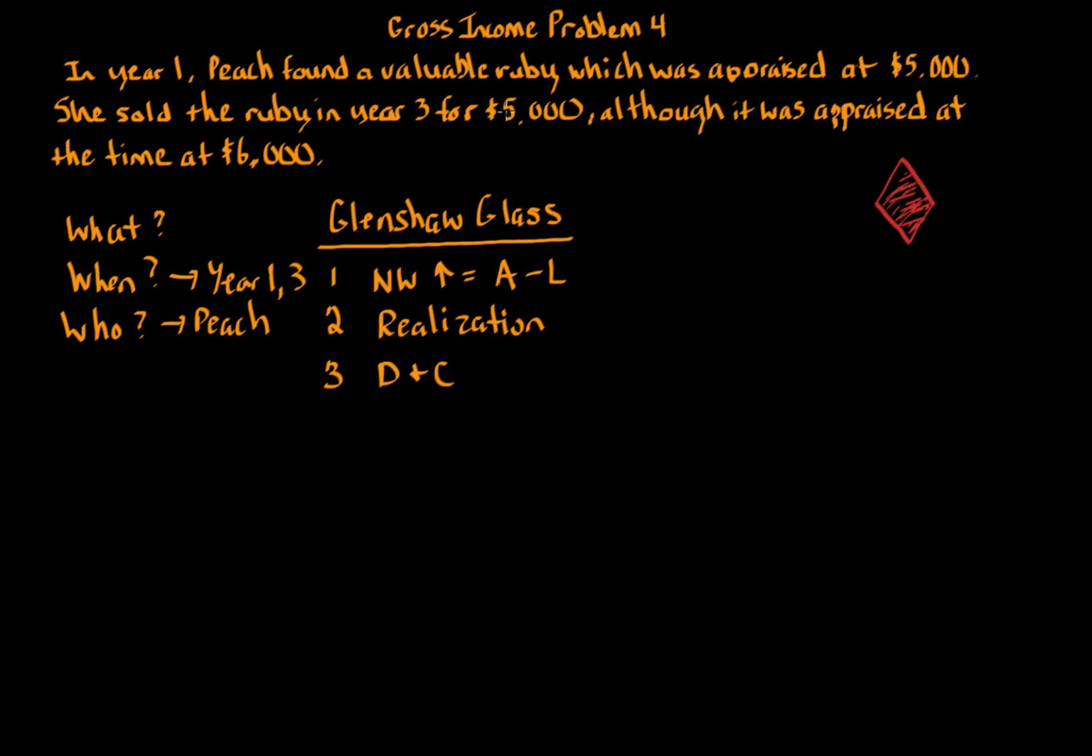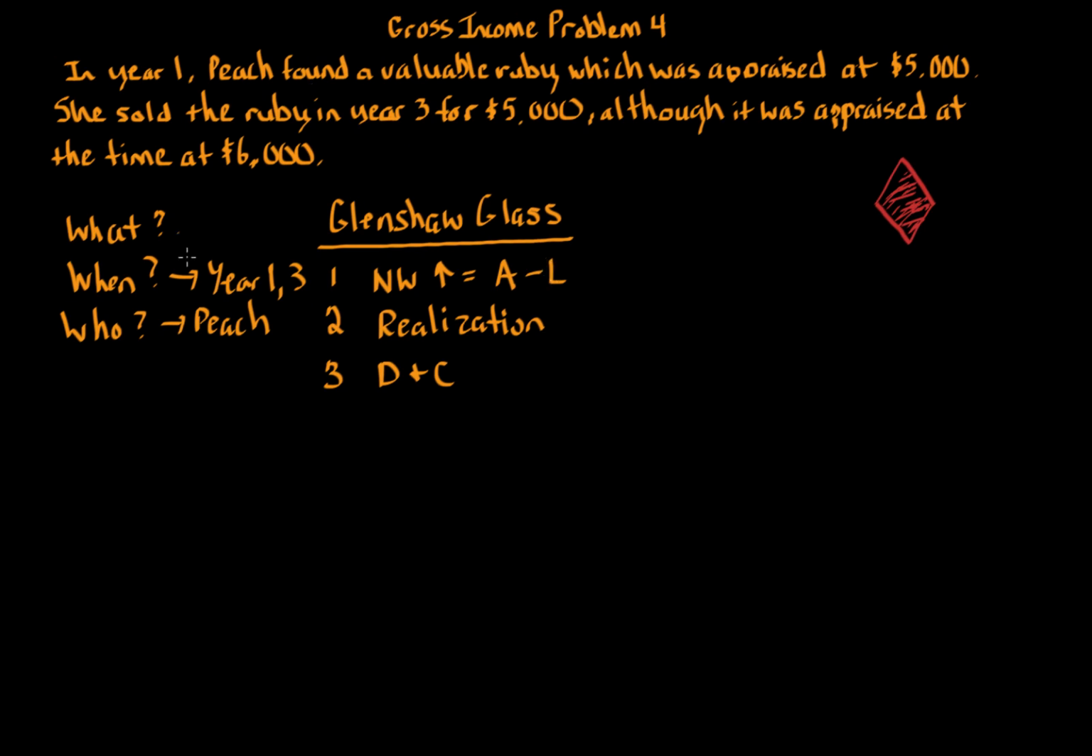And we've seen in previous videos, previous problems, that let's say between year 1 and year 3, in year 2, the value goes up to $5,500. In between, you don't have to worry about the appraisal amount because for realization, there is no severable event. She still has the ruby. And finally, the what is, again, whether we actually have the gross income from our Glenshaw Glass definition.